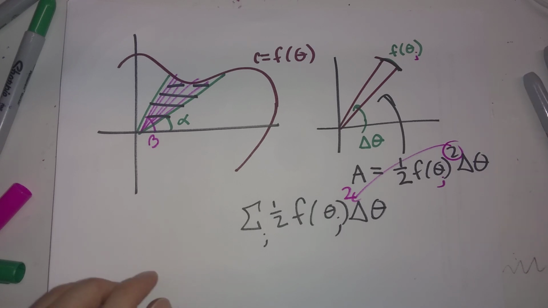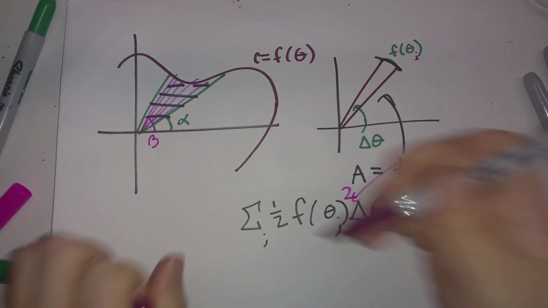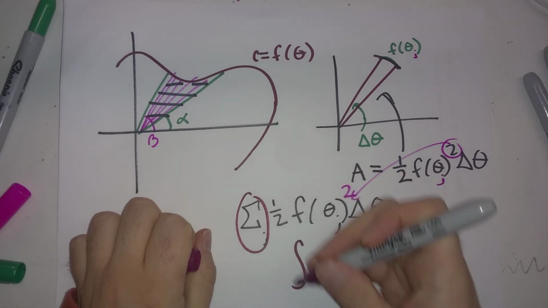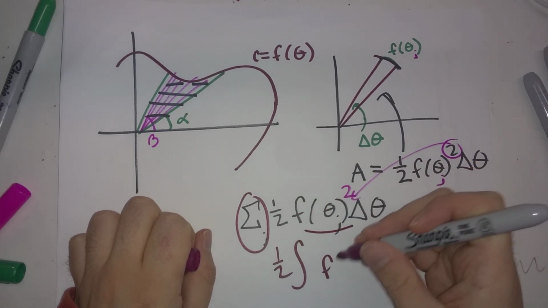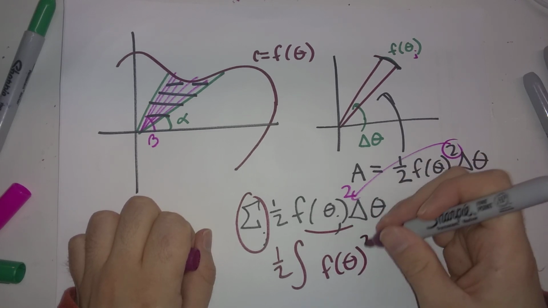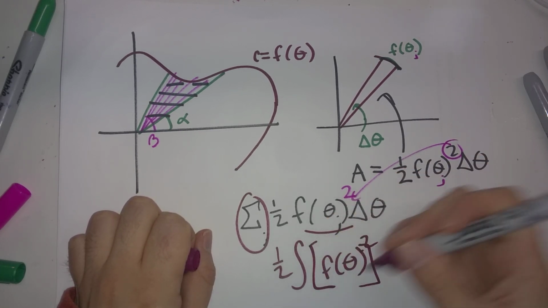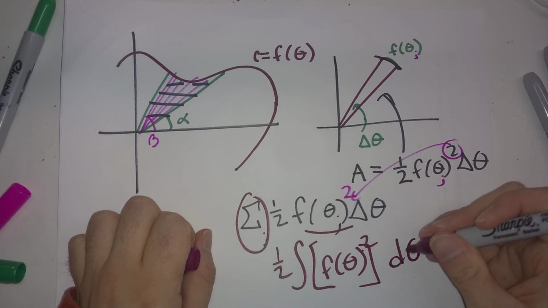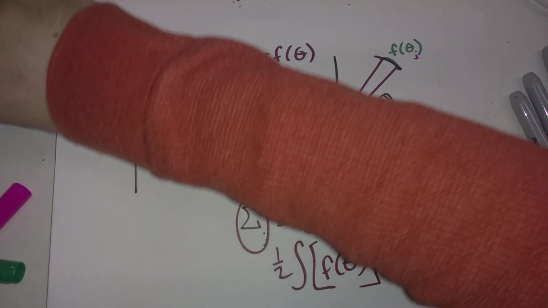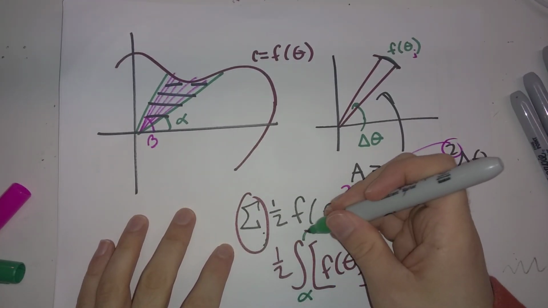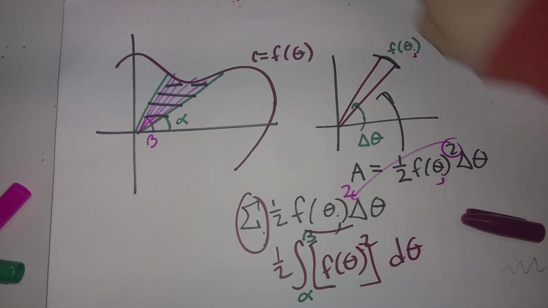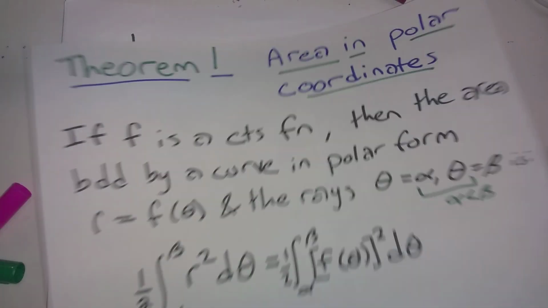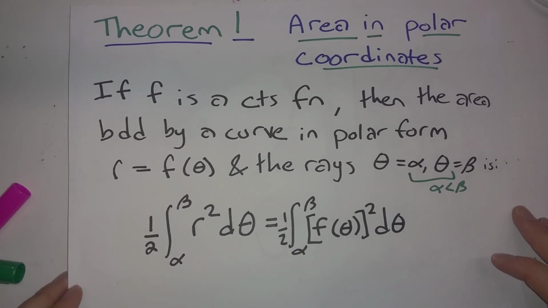So when we take the limit, the sum becomes an integral. The 1/2 moves outside the integral. This just becomes f of theta squared. The delta theta becomes a d theta. And we are integrating from alpha to beta. So if you want to see the textbook for more formal derivations of this formula, you can. But here is our first theorem.